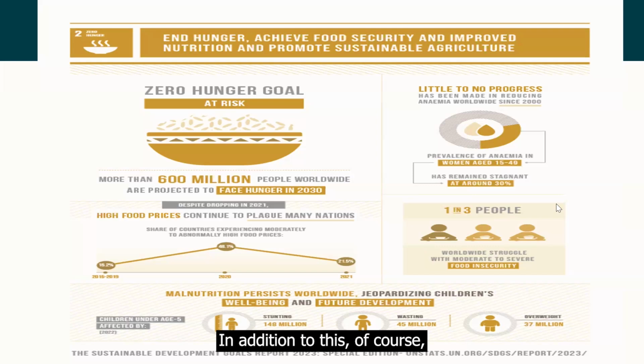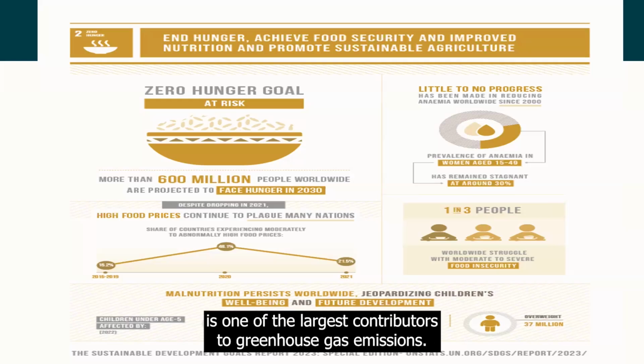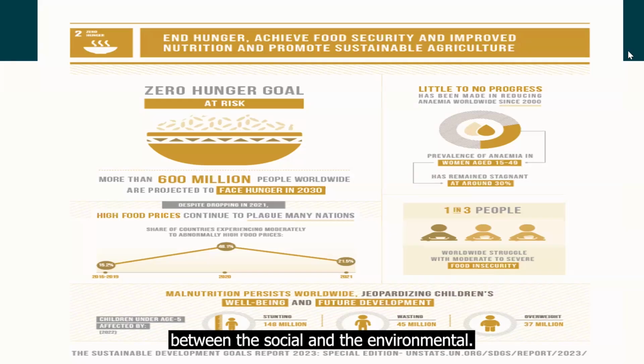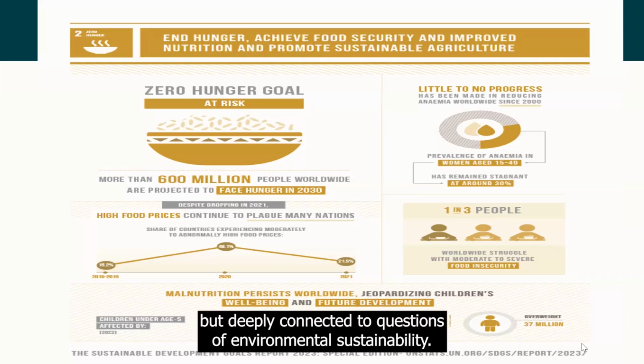In addition to this, of course, we know that the food industry, or the industrial food system, is one of the largest contributors to greenhouse gas emissions. One of the things that you will encounter in the MSc is that we think about sustainability by foregrounding the relationship between the social and the environmental. So questions of ending hunger or achieving food security are not separate, but deeply connected to questions of environmental sustainability.